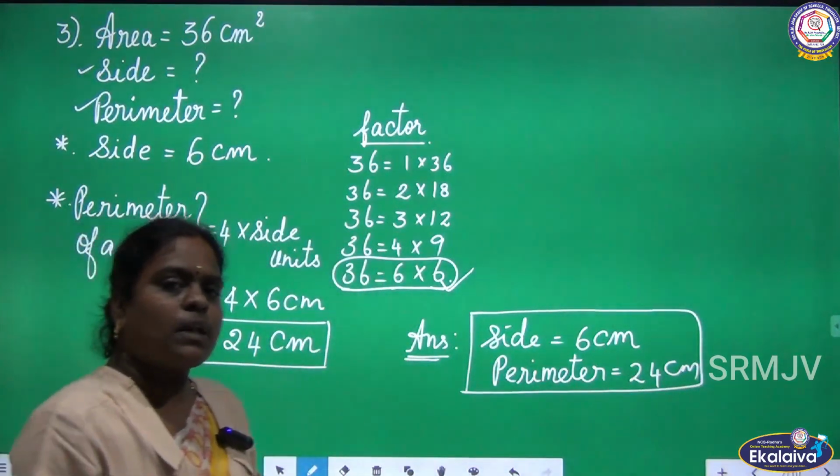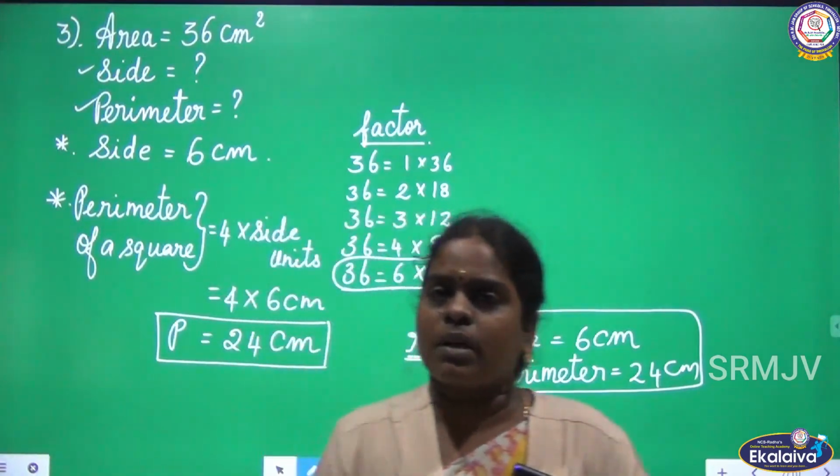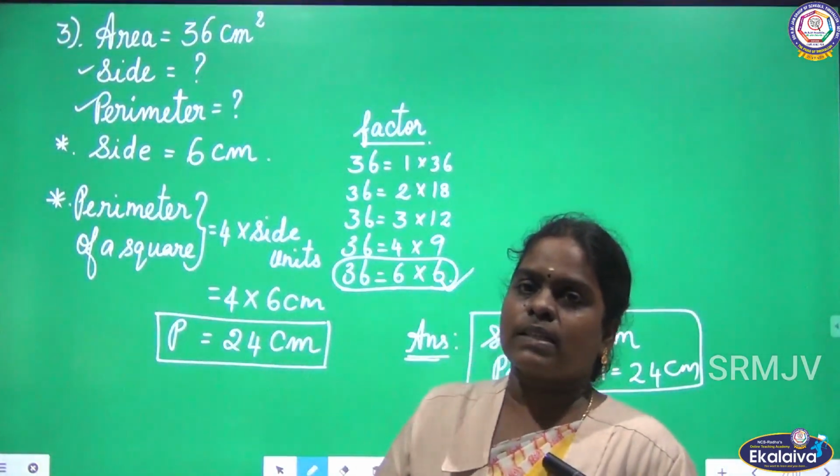So is the concept clear, children? How to find out the missing measurements? I hope it is clear.